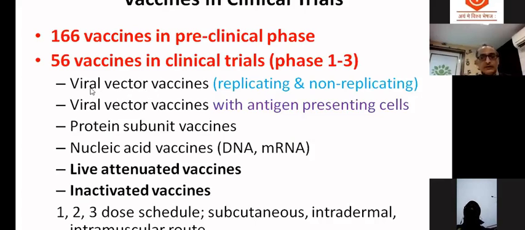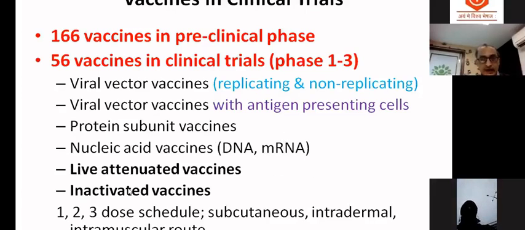So you have the viral vector vaccines. They can be replicating or non-replicating vaccines. And then you have the viral vector vaccines with antigen presenting cells. You have the protein subunit vaccines. You have the nucleic acid vaccines. You have the DNA recombinant vaccines. As you know, hepatitis B is a DNA recombinant vaccine. Or you have Moderna's newer messenger RNA vaccine, which I discussed.